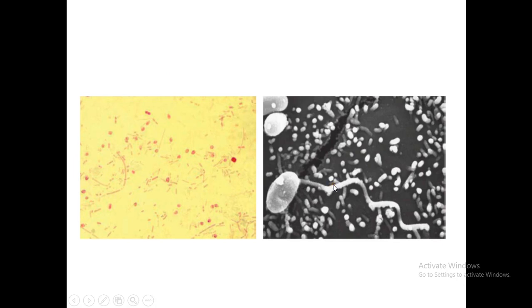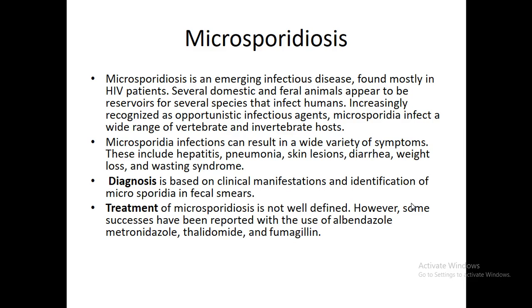And this one is an electron micrograph where you can see easily the tubule, the microtubule that it contains, and it is now anchoring on the host cell. Treatment of microsporidiosis is not well defined. However, some successes have been reported with the use of albendazole. Albendazole is an agent that inhibits tubulin or ATP synthesis in helminths, and metronidazole, an anti-inflammatory agent, thalidomide, a toxic immunosuppressant agent, and fumagillin, which is an amebicide.